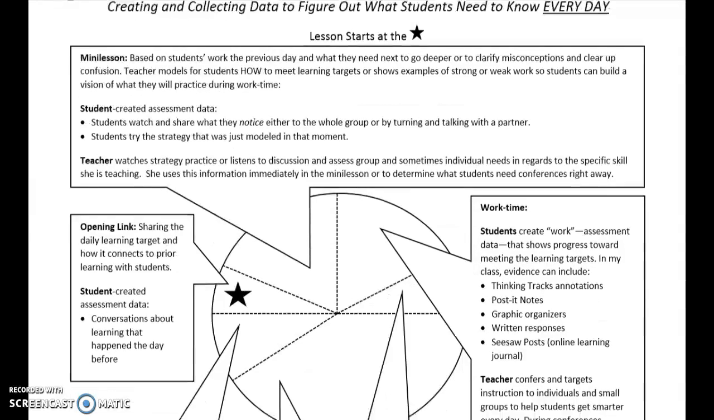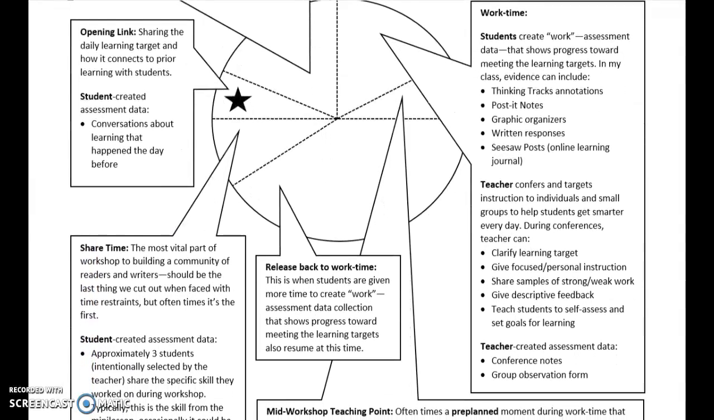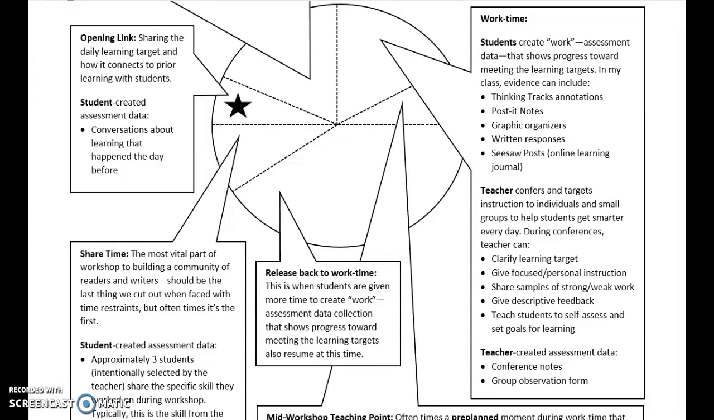Once the mini lesson is over, we move into the work time part of the workshop. This is where students create work or assessment data that shows progress towards meeting their learning targets. In my class, my students do all kinds of different types of work. In reading, they use their thinking tracks as a place to annotate as they read, sometimes post-it notes, if I need them to mark certain areas of the text where certain thinking has occurred. We use graphic organizers a lot in second grade, as another way for them to get their thinking out visually onto the paper.